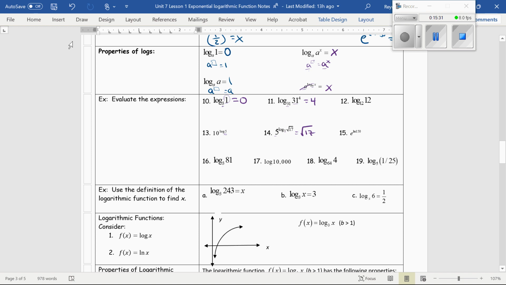Log base 12 of 12, those match, so that is just 1. 12 to the first power equals 12. The natural log is a base of e, so those match, and I get 150.